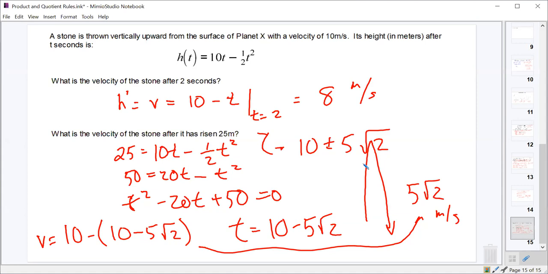And so we chose the one where it's on the way up because it says after it has risen 25 meters. So that'll be the first t value. Does that make sense? Yeah. Okay, cool. Any other questions on that?